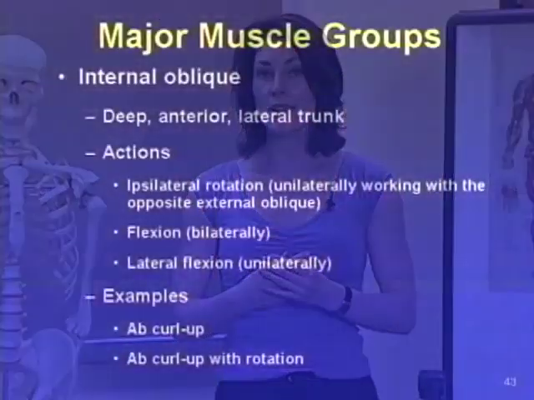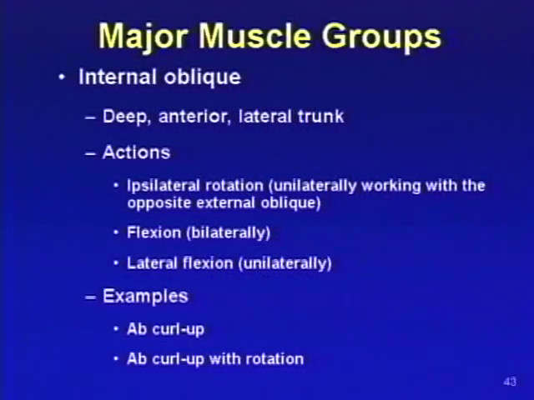The rest of the actions of the internal oblique are similar to the external obliques, in that when both sides contract, the internal obliques contribute to forward spinal flexion, and then when one side contracts, they also contribute to side bending of the trunk. Exercise examples of the internal oblique include abdominal curl-up and abdominal curl-up with rotation.